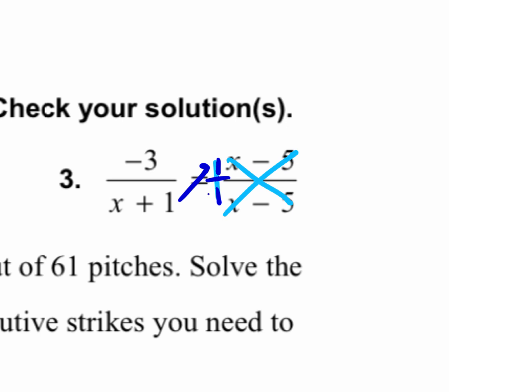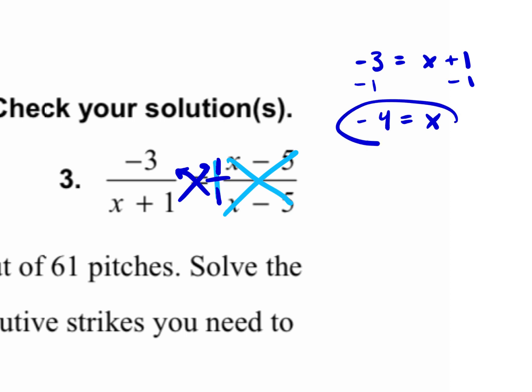Now we can cross multiply. So I have 1 times negative 3 is equal to 1 times x plus 1. So negative 3 is equal to x plus 1. Then we would solve for x. I can subtract 1 on both sides. So negative 4 is equal to x. So that would be our answer.